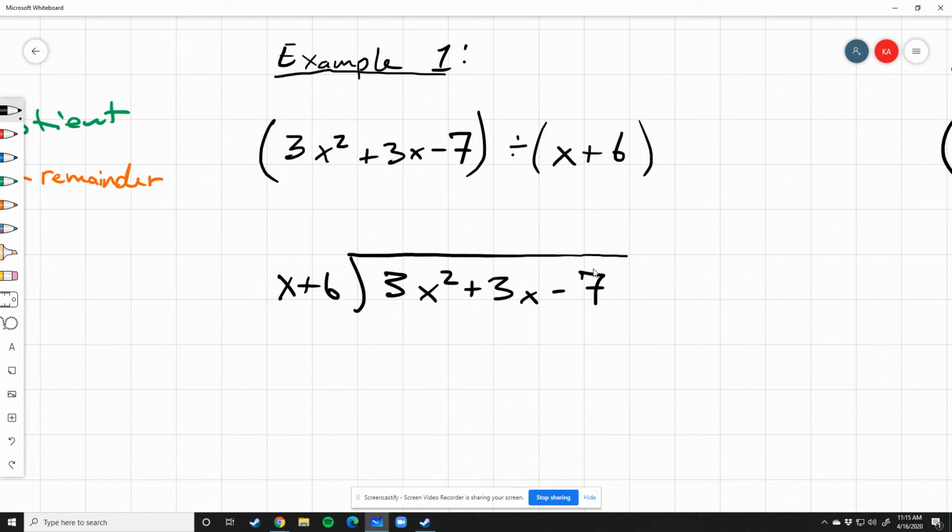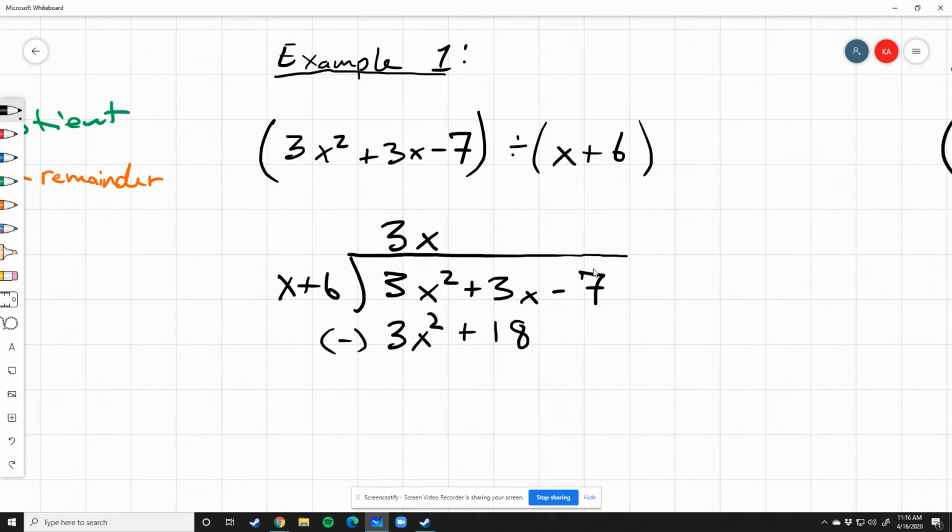All right. So we start this problem by asking ourselves, how many times does x fit into 3x squared? Or another way of saying the same thing, what do I have to multiply x by right here in order to make it 3x squared? The answer, of course, is 3x. And just like in long division, we're going to take this 3x term on top and we're going to multiply it by our entire divisor. So 3x times x gives us 3x squared, which is exactly what we want. We want these two terms to cancel out. And 3x times 6 is going to give us 18x.